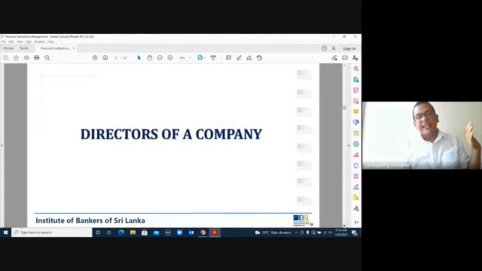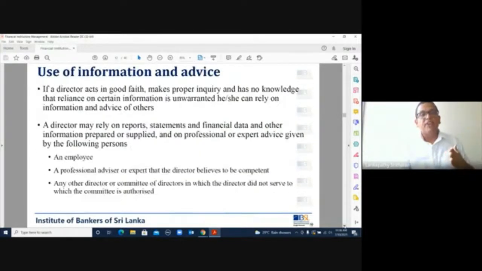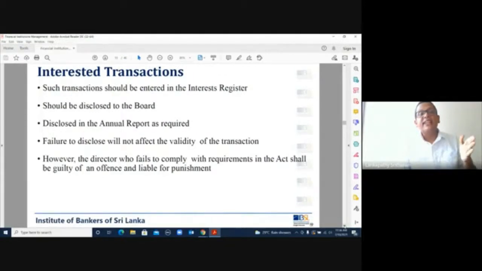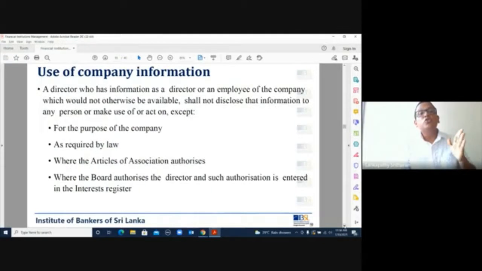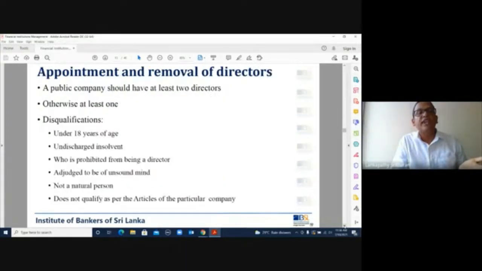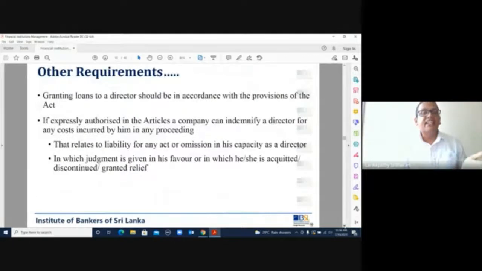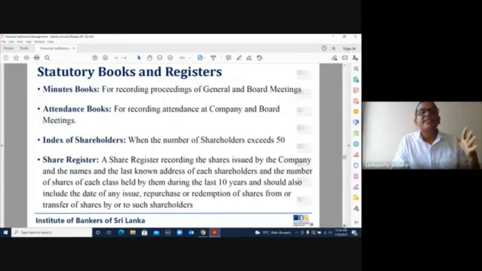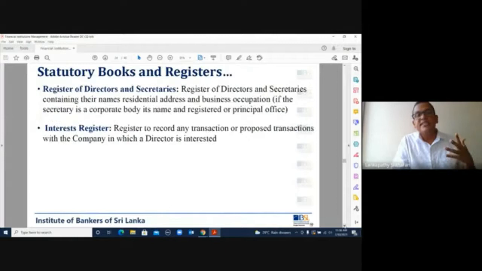Then we have discussed the directors of the company, their prime duty, and how they can use the information and advice, and then the interested transaction, which is something important, related to the related party transaction concept. And then we said how it has to be treated, and the use of company information and in which circumstances they can disclose, and generally they should not disclose that to outsiders, and the appointment of directors and other requirements, as well as stated capital, solvency test, and then some books and registers which are maintained by the companies. So these are about the Companies Act with regard to the incorporation of a finance institution or company.